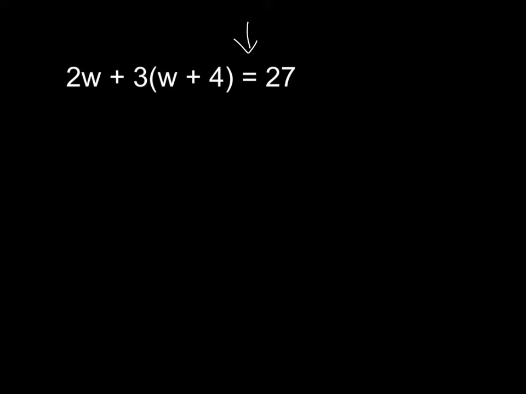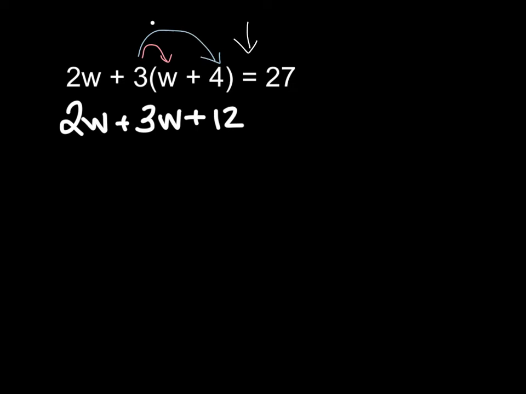To do so, we're going to use first the distributive property. We're going to distribute the 3 like this, and then like this, just as we showed in the distributive property video. To simplify, we're going to rewrite 2w and then plus 3 times w when we distribute, so 3w plus 3 times 4. Again, as we're distributing here, we're multiplying, and 3 times 4 is 12. Then we're going to use our equal sign and the 27 on the other side.